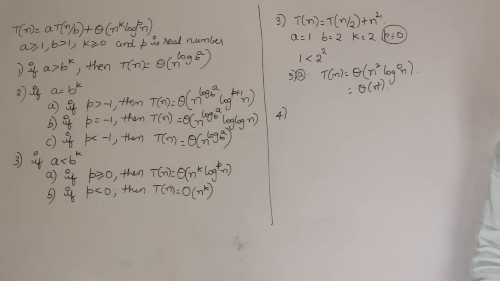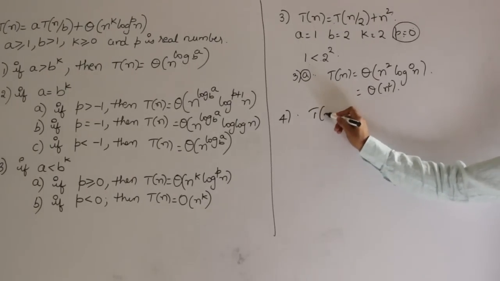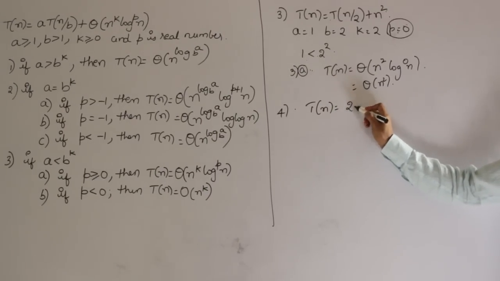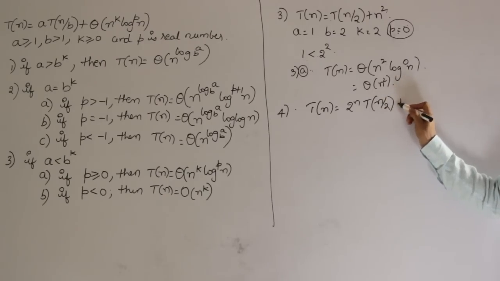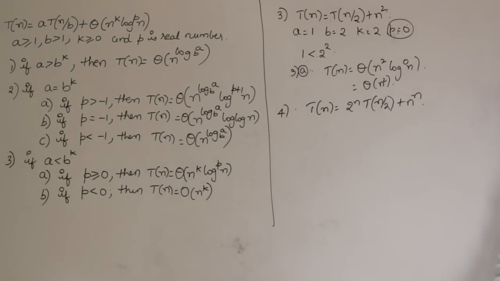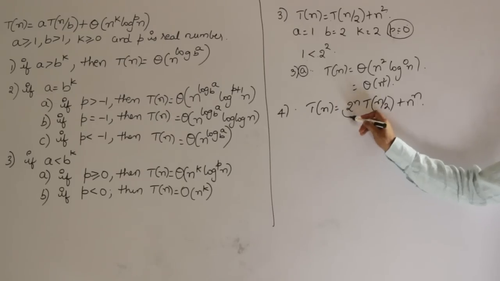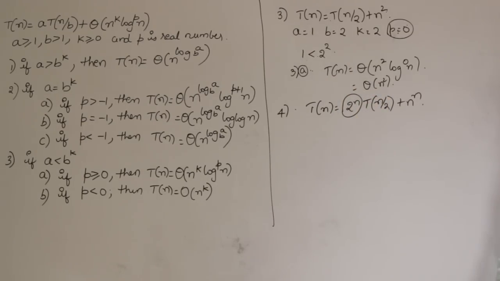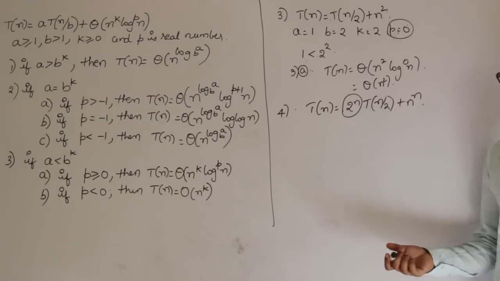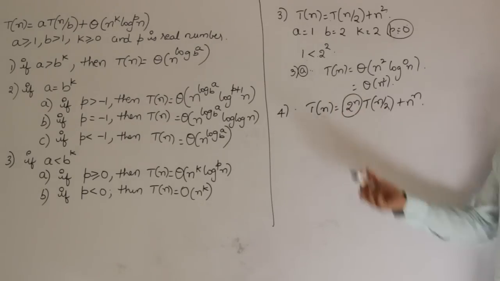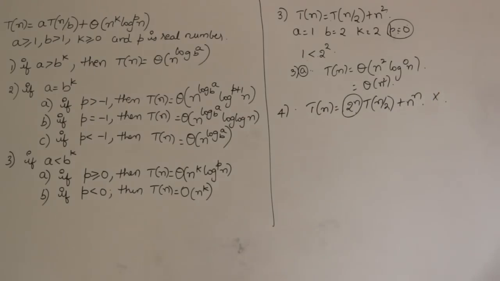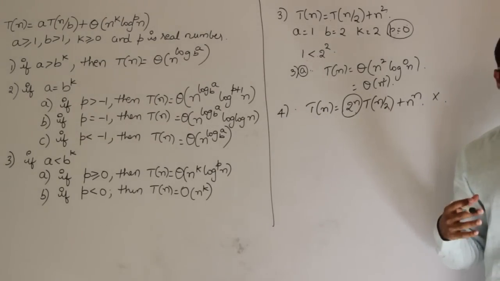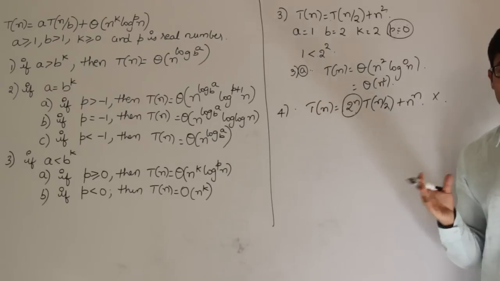T of n equal to 2 power n into T of n by 2 plus n power n. So if you look at it, a is equal to 2 power n. Actually a has to be a constant which has to be greater than or equal to 1, and this is not in that form. So clearly, for this one, Master's theorem is not applied. Okay, so we shall see later how to convert some of the problems for which Master's theorem is not applied.